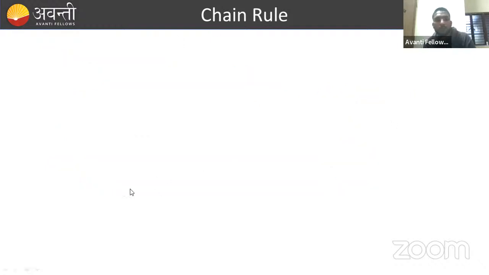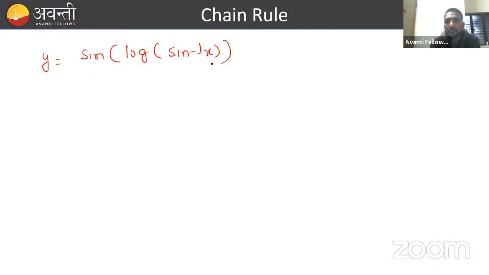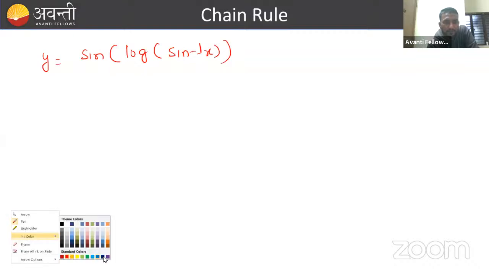So what we are going to do, I will take one example. Suppose y is equal to sine log sine inverse x. You can see this is a complete example of a composite function. So you need to find which is f of x, which is g of x, and so on.